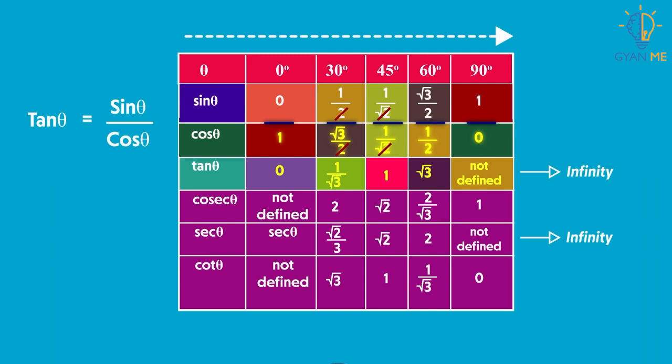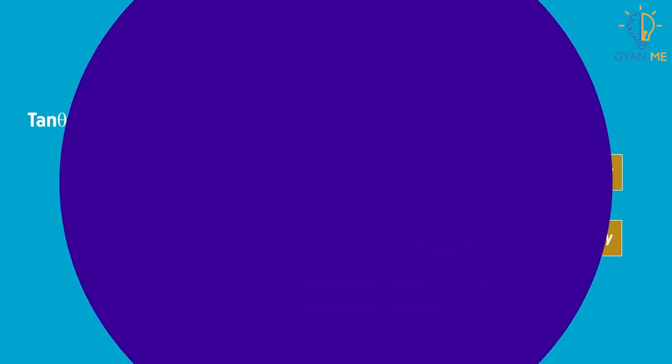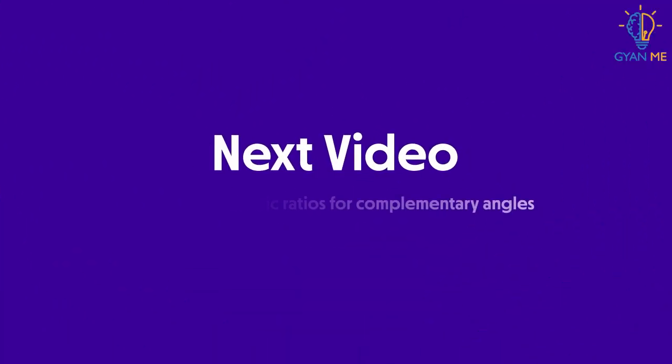Now wait, for tan 90 it is 1 upon 0, which is, we know when 0 is in denominator, the value is infinite. And thus in this table we need to remember only the values of sine. Cos is the reverse order of sine, and tan is nothing but ratios of sine upon cos values. So in the next video we will see the trigonometric ratios for complementary angles.